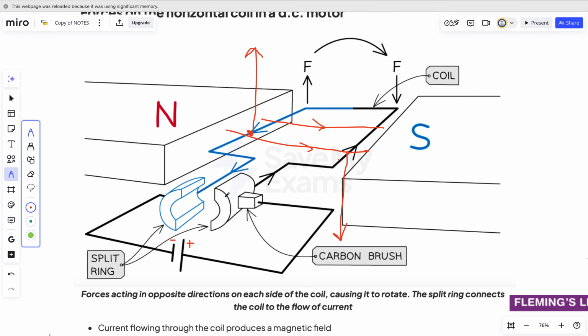When it has rotated 90 degrees, there will be no contact, because this part will be touching the carbon brush at this point, and also on this side. There's also a carbon brush here that you don't see because of the way the diagram is drawn. But the rotation will continue, and when it reaches 180, the direction of rotation will reverse. We'll talk about that, okay?